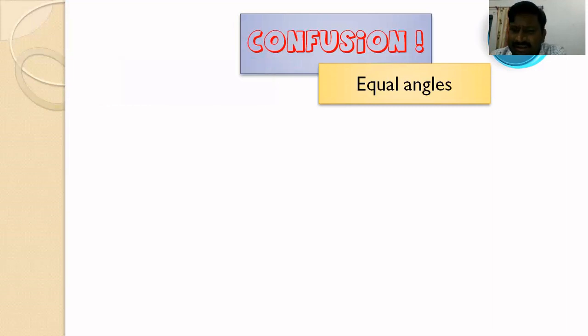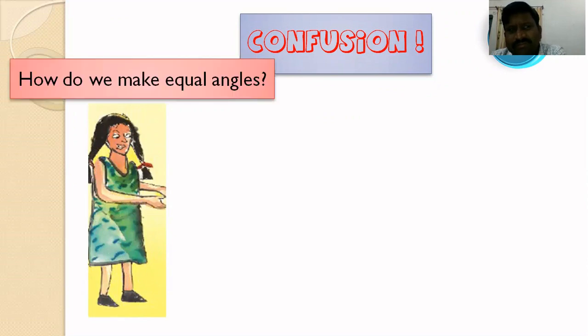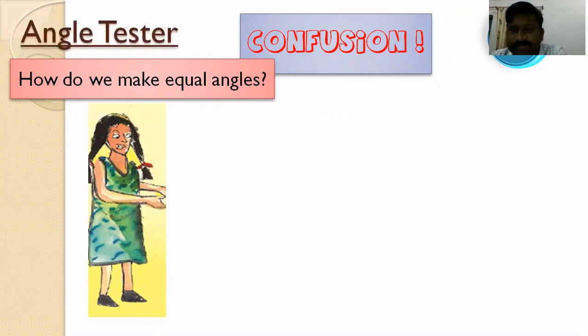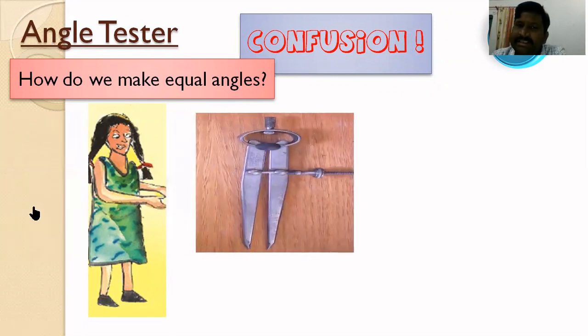Then how to make equal angles? Because she is asking, here comes the angle tester in the picture. This is an angle tester. This knob can be put on one point and this knob can be put on another point, and we can open it up to the angle.